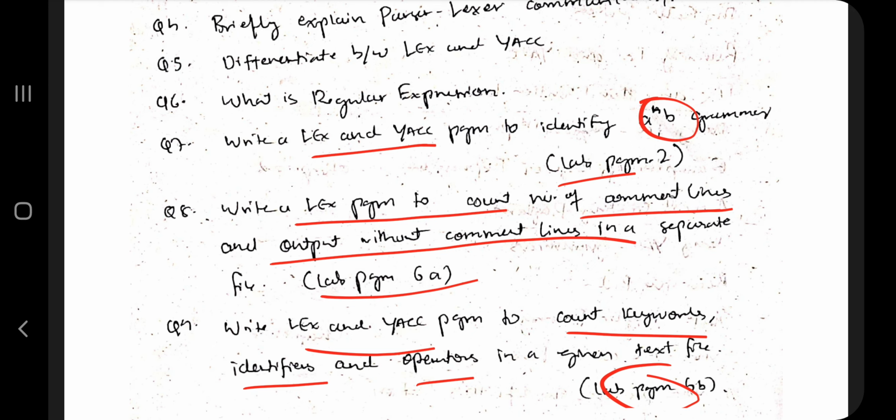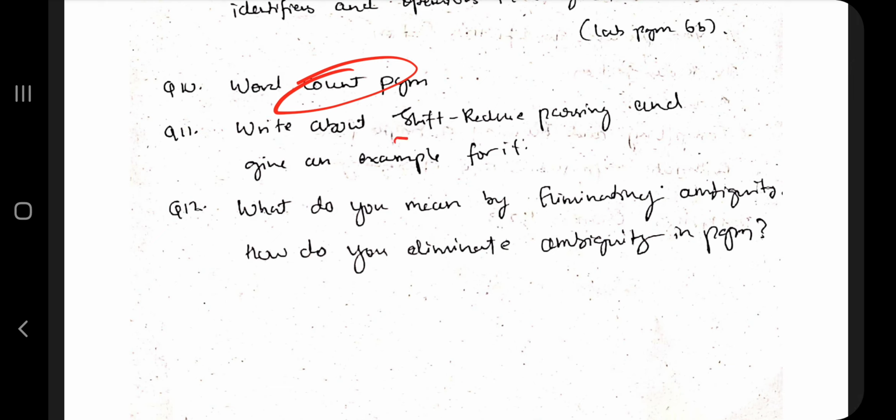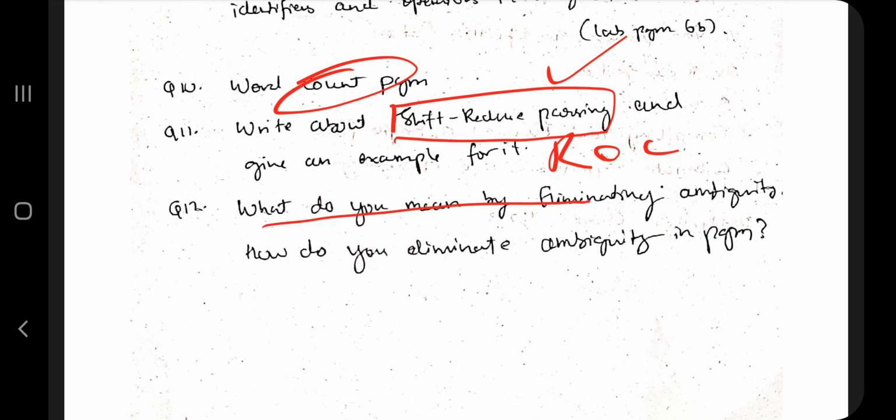Okay. Also there is another question which is word count program, shift-reduce parsing. These are different methods of parsing. Also recursive parsing is there, but this is more important. What do you mean by eliminating ambiguity? How do you eliminate ambiguity? The techniques you have to discuss. So you got a brief idea, right, of what you have to focus on in this module.